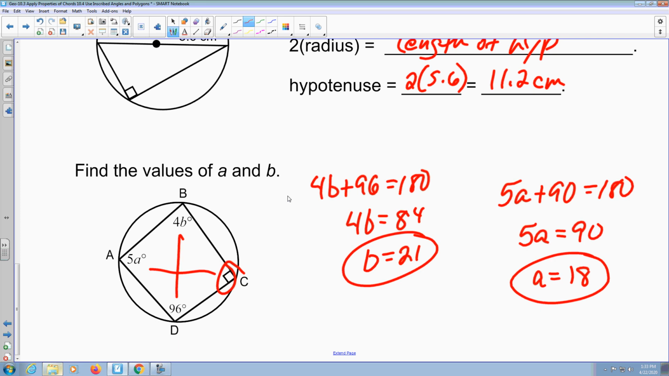And that is being able to use inscribed angles and polygons.